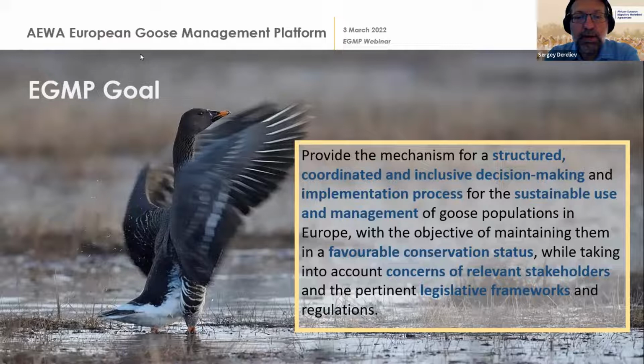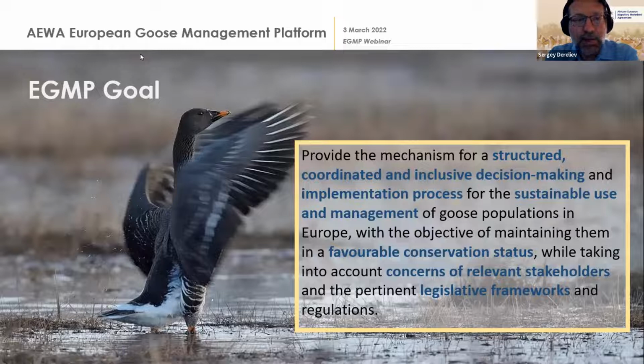And as I already mentioned earlier, the EGMP, at the time when it was conceived as an idea, was seen as a precursor to a pan-European program to provide for the sustainable harvest and conservation of huntable species. So this was how the EGMP was established at the time, based on the legal provisions of the treaty and further decisions of the Meeting of the Parties, which prompted this initiative to be launched in 2016.